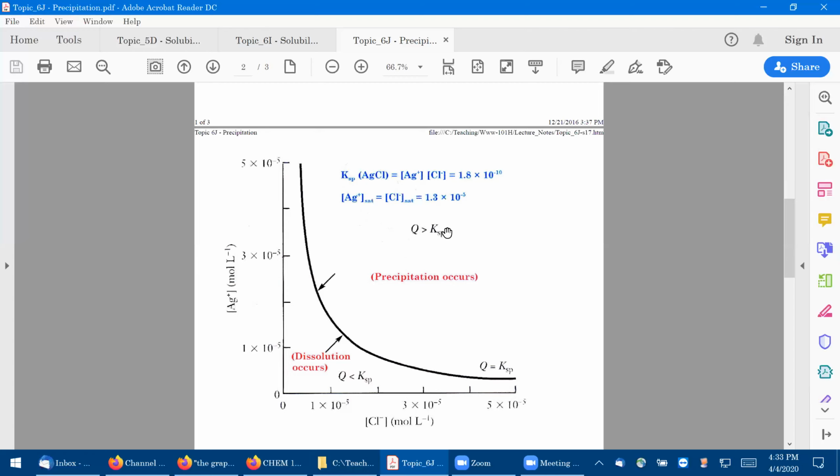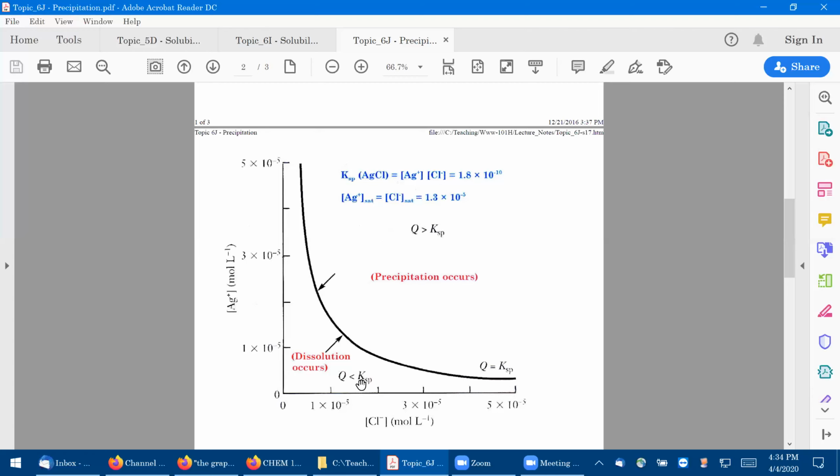All right. And so what will happen because of that is the system will adjust itself to approach the equilibrium line, where now Q has become equal to the KSP. And so the system will stay there unless you make some more adjustments. All right.